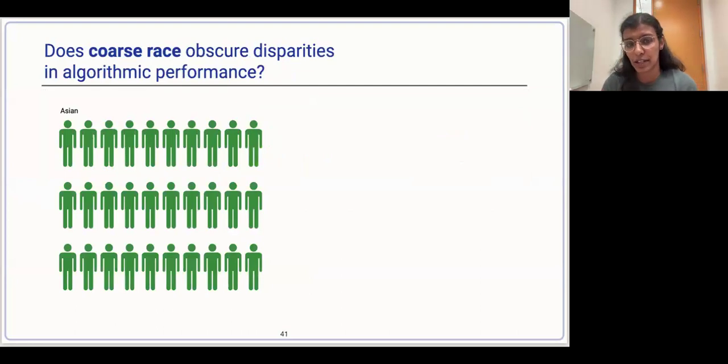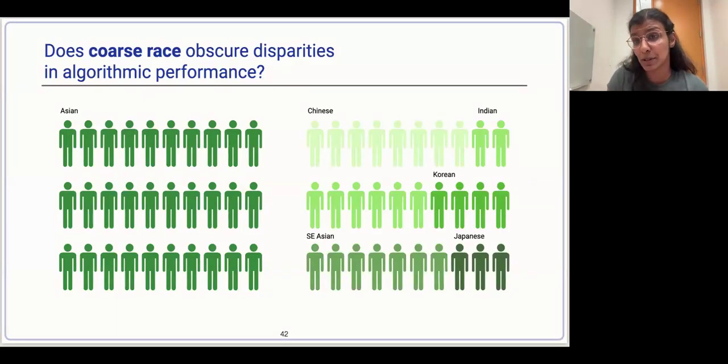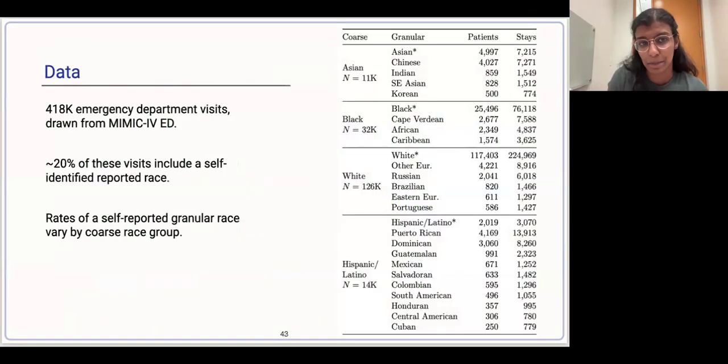So this is the question we set out to answer in this work. So in other words, do coarse race variables like Asian obscure disparities in algorithmic performance that we would be able to see if we instead had widespread access to granular race data?